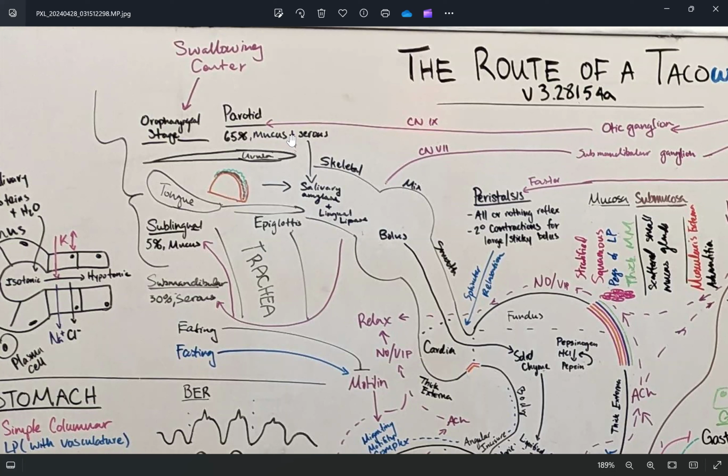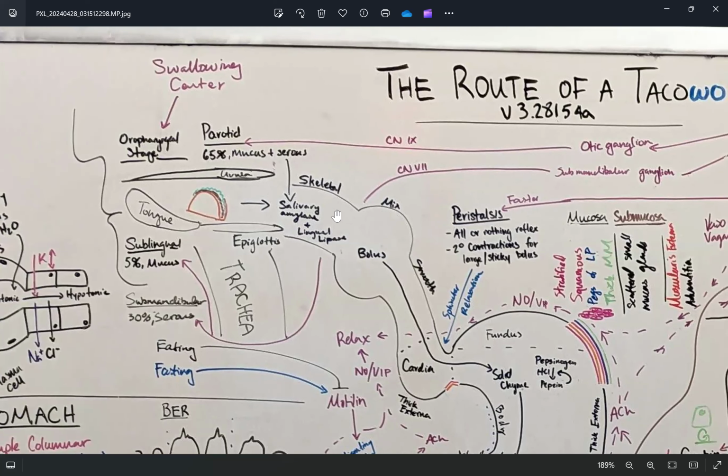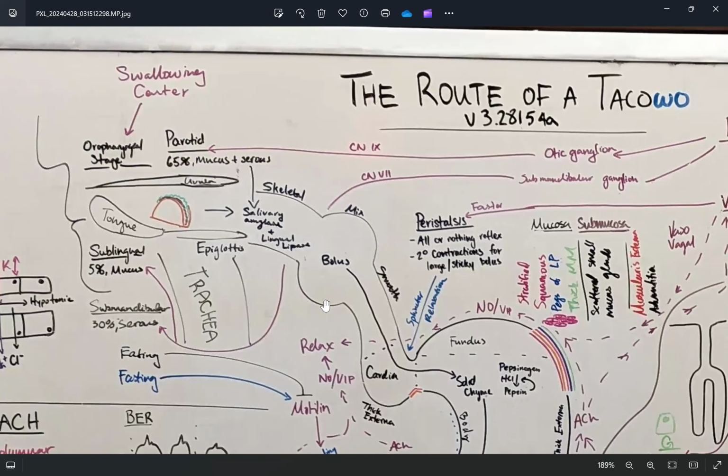As you're chewing and swallowing, different glands mix saliva in with your food for both lubricative and digestive purposes. Your parotid glands make up about 65% of your salivary secretions. It has both mucus and serous secretions, mucus for lubrication and serous for digestion. Sublingual does about 5%, with only mucus for lubrication, and submandibular is about 30% of your secretions, only serous, which is digestion. So you have your salivary amylase and your lingual lipase from your glands that mix with the food.